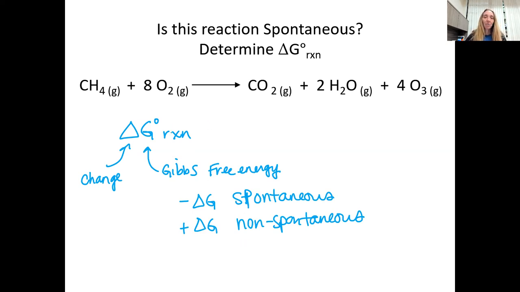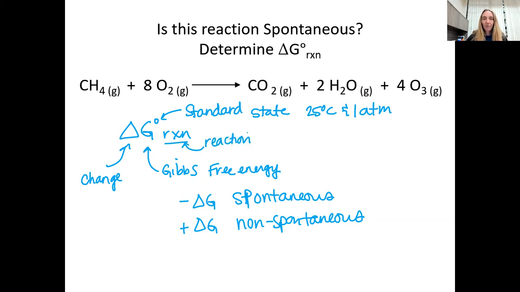Going back to this little symbol, this naught means standard conditions or standard state, and that's 25 degrees Celsius and 1 atm. And then this last little thing, RXN, is a shorthand for reaction. We just throw that on there to say, hey, this is the delta G value for the whole entire reaction.